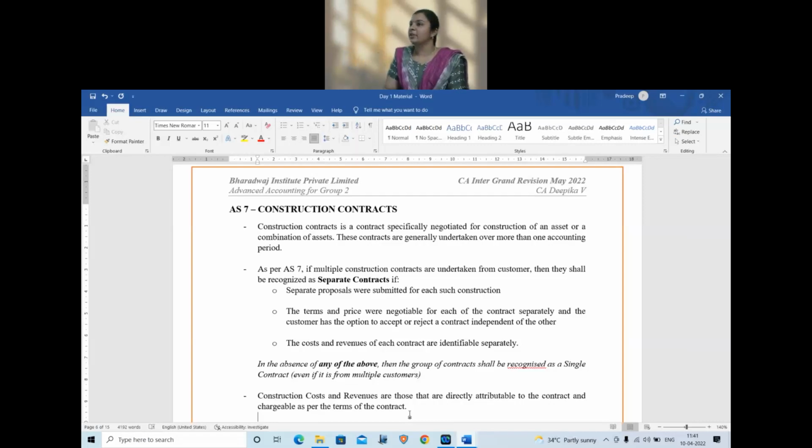The same is the rule for revenue. You should have directly attributable revenues, which means revenue from the project. Or if there is any other revenue like an escalation clause, where I am going to get an additional amount in case of a change in prices in the future, you should have agreed it in advance. Only then will it be treated as part of contract revenue. So what are construction contract cost and revenue? Those that are directly attributable to the contract and chargeable as per the terms of the contract. So two parts: either directly attributable or chargeable as per the terms.